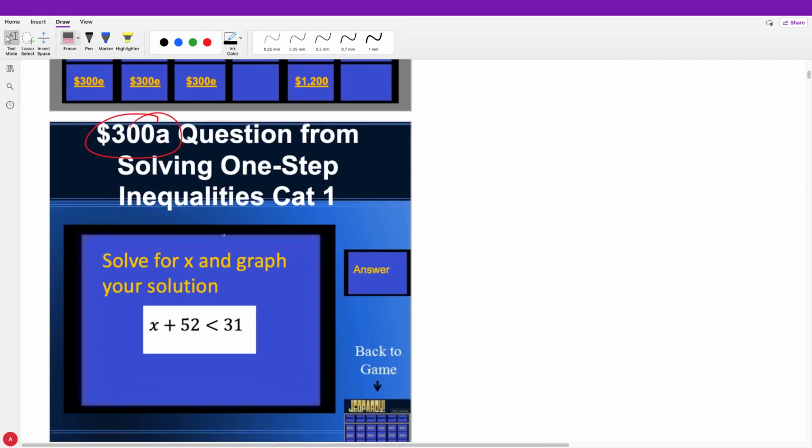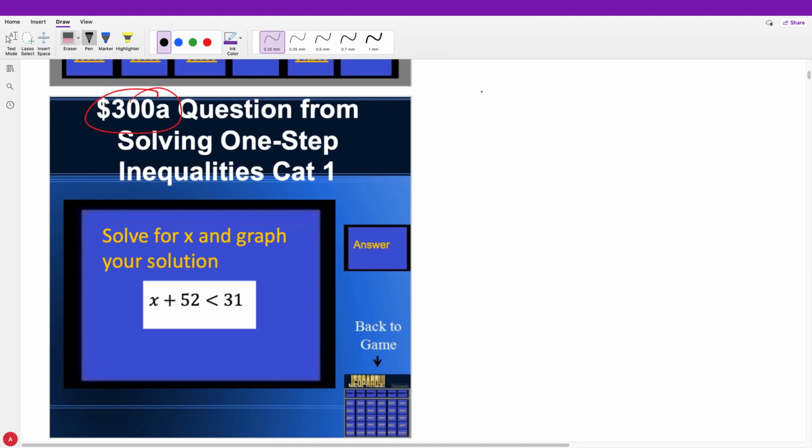All right, so for this first one, we have x plus 52 is less than 31. You're asked to solve and graph. So nothing changes from what we learned with solving for equations. We first are going to isolate our variable, and we do that through our inverse operation. So since we're adding 52, I will subtract 52. All right, so now we can say x is less than.